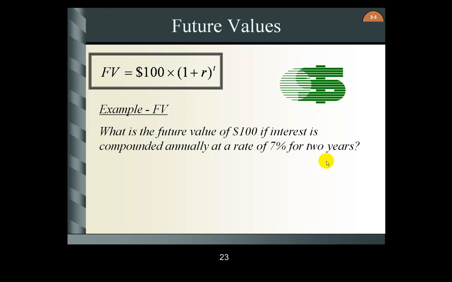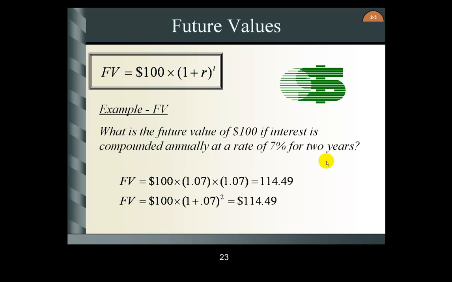For example, let me give you a realistic example. If you have $100 today, right, and let's say you make a deposit into a bank account, you deposit $100, and the bank promises to pay you 7% a year. The question is, if you wait for 2 years and then you go to the bank and you demand your money back, how much money should you get after 2 years at 7% a year?